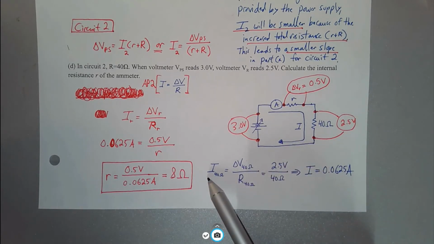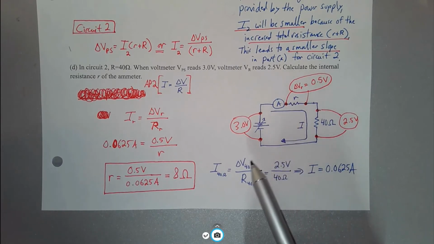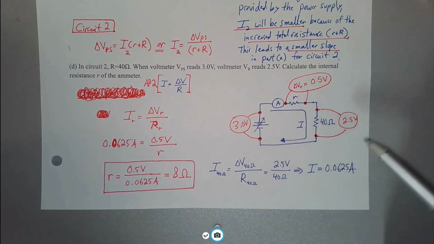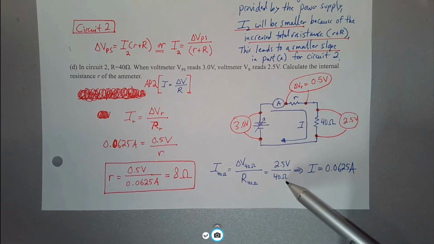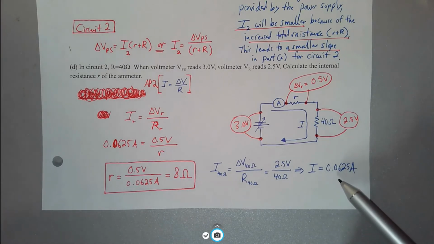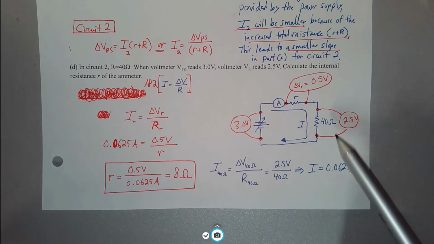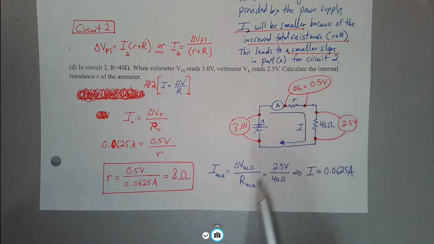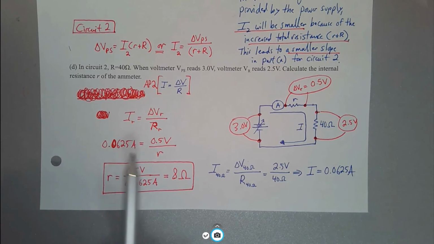So the current going through the 40 ohm resistor, which is the same as the current going through the little resistor, which is what we're looking for, is equal to the change in voltage across it divided by its resistance. It told us there's 2.5 volts across that 40 ohm, and it has a resistance of 40 ohms. So 2.5 volts divided by 40 ohms gives us a current of 0.0625 amps. If there's 0.0625 amps going through the 40 ohm resistor, it must also mean there's 0.0625 amps going through that little resistor. So we can just plug that in for I sub little r.